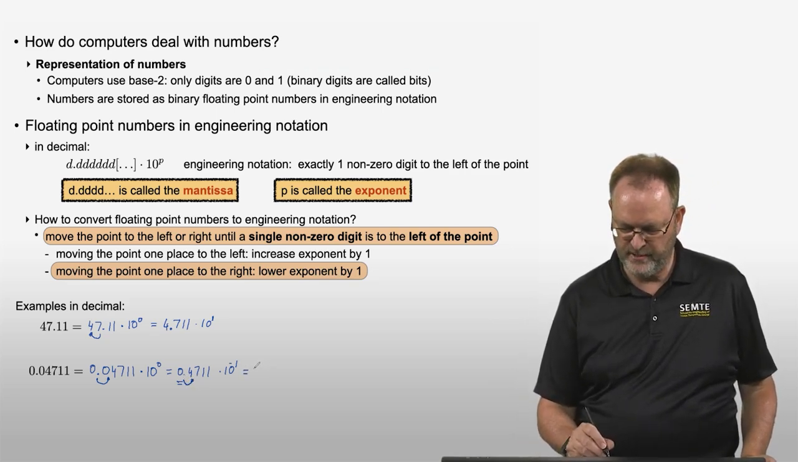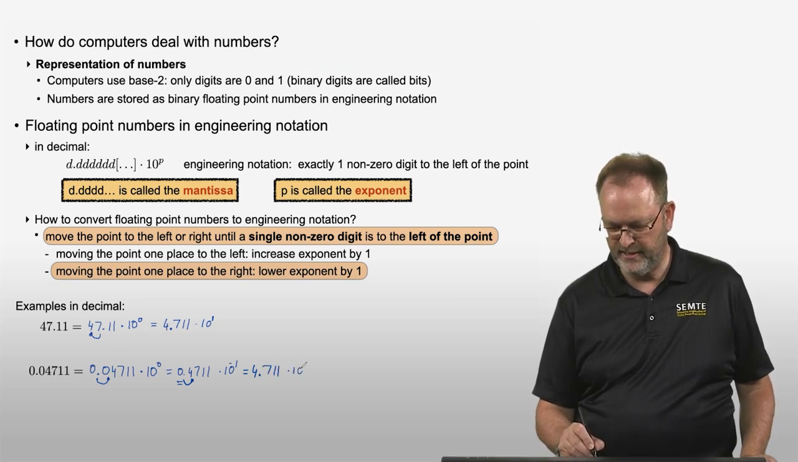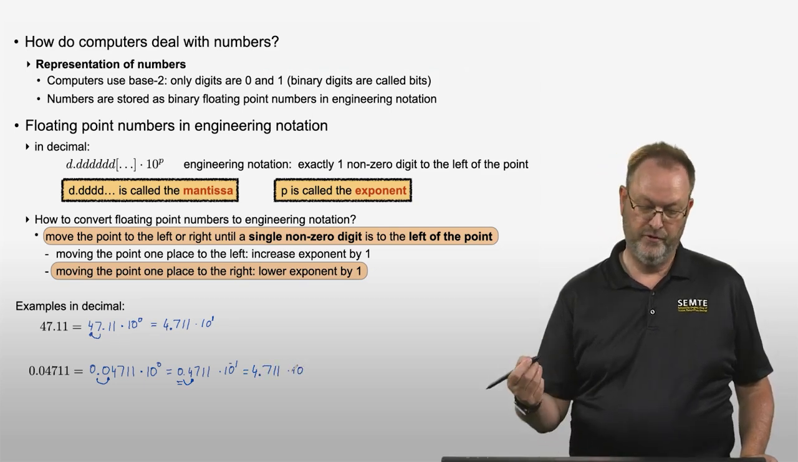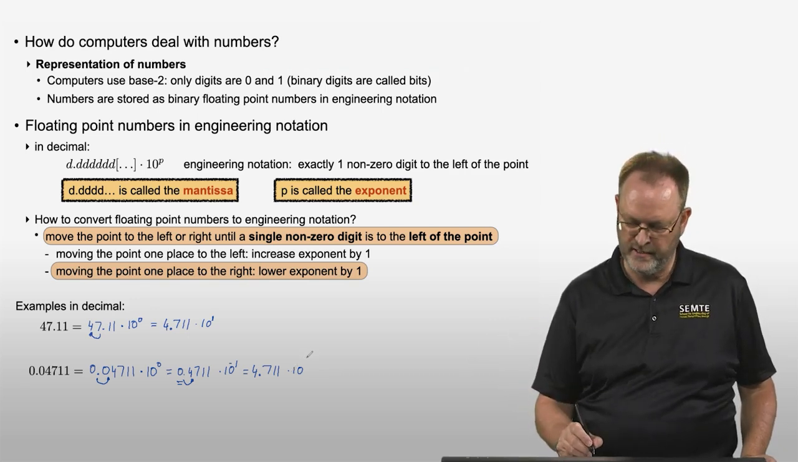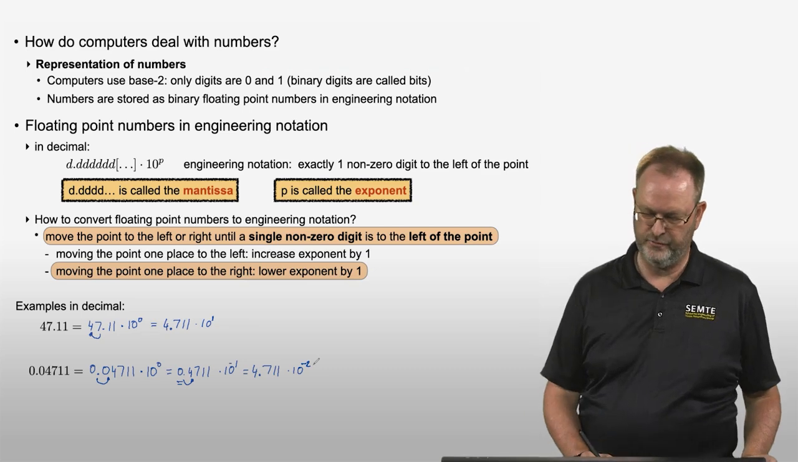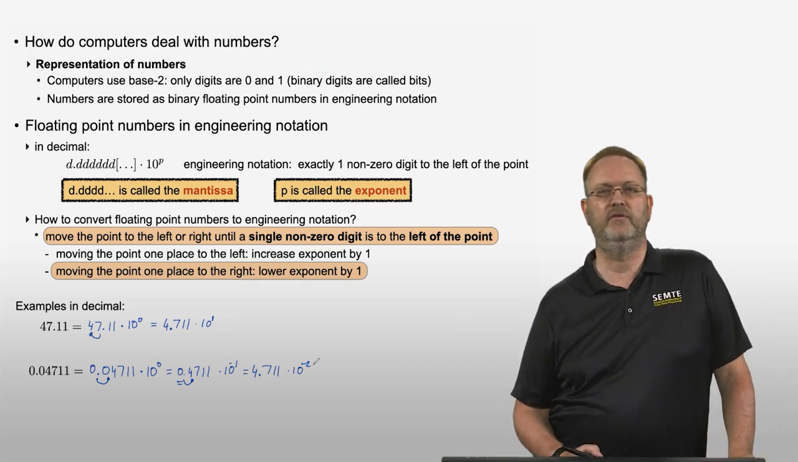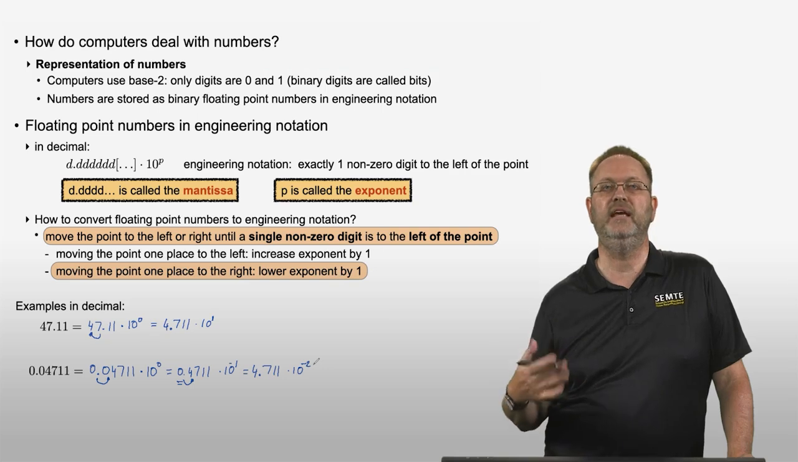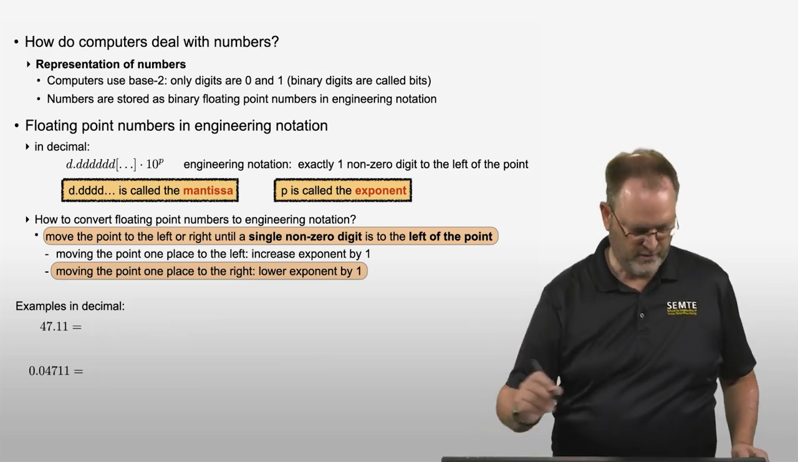So that would be equal then to 4.711 times 10 to the power... I move the decimal over to the right, so I have to lower the exponent by 1. So negative 1 minus 1 is 10 to the power negative 2. And now this number, 4.711 times 10 to the power negative 2, is in engineering notation.